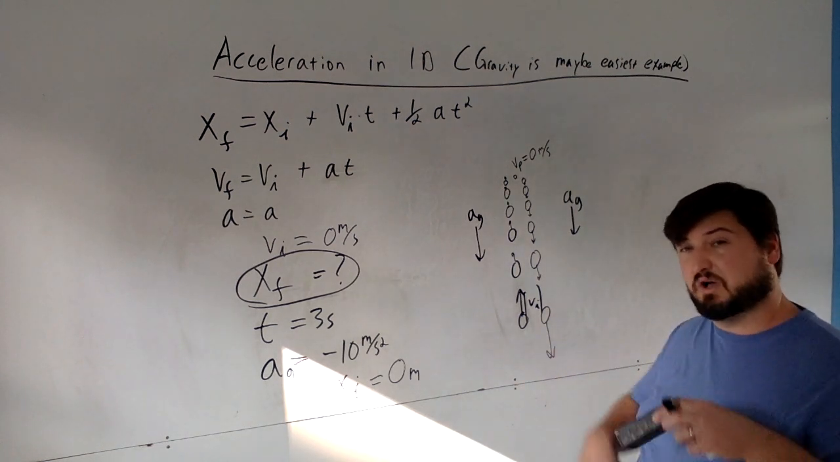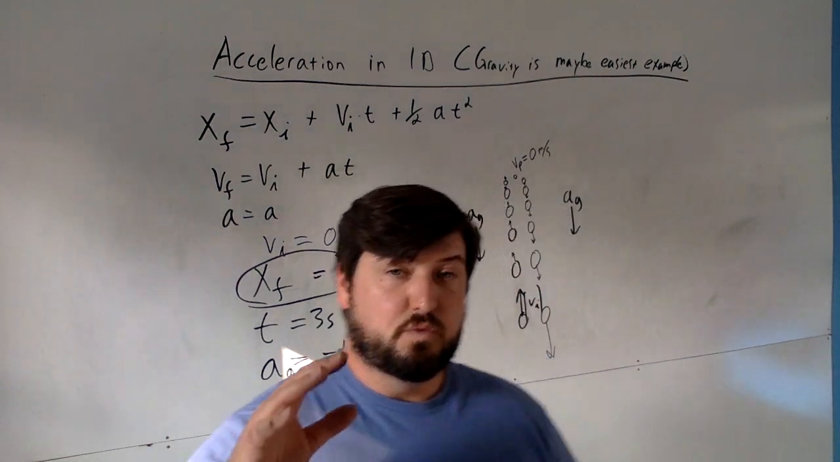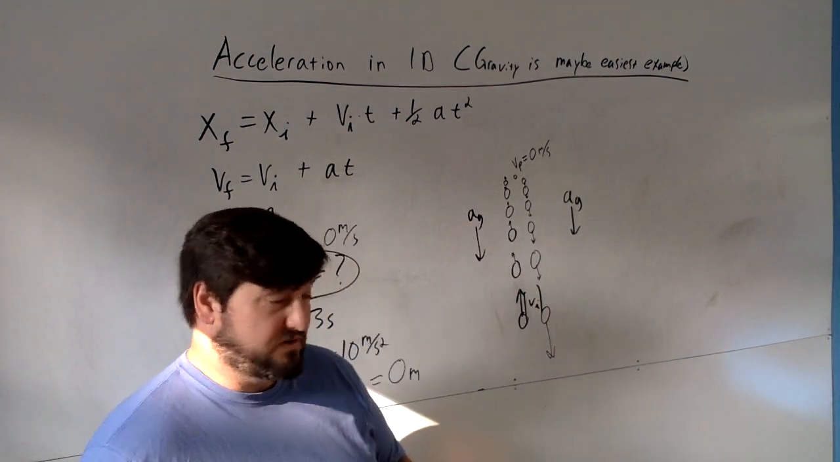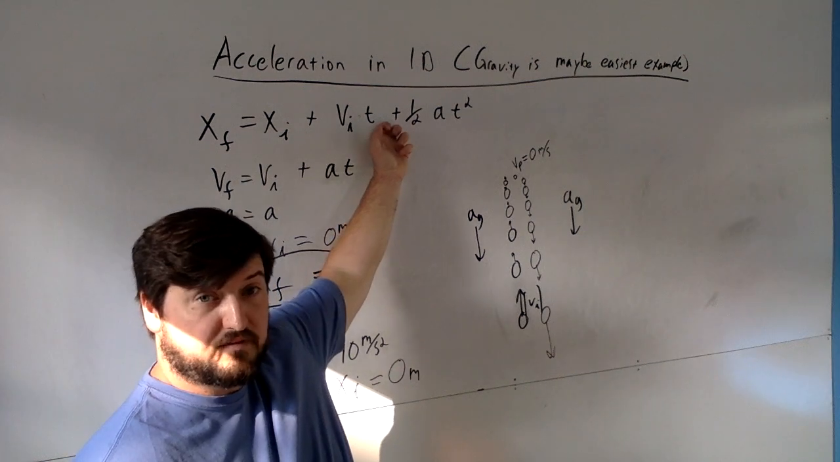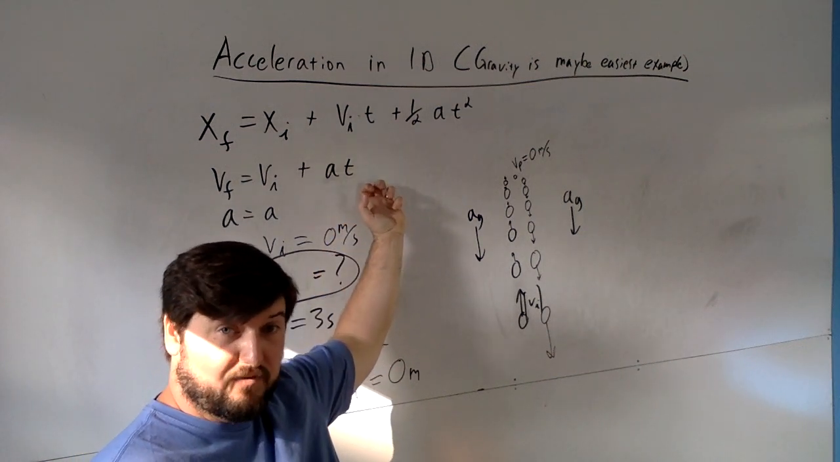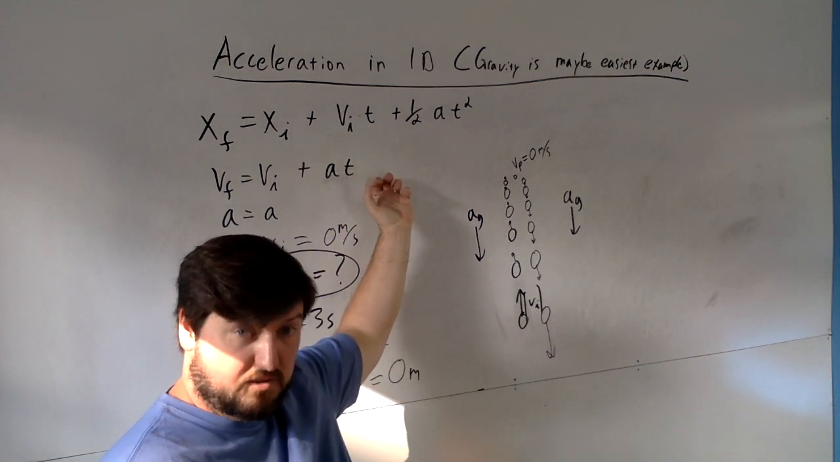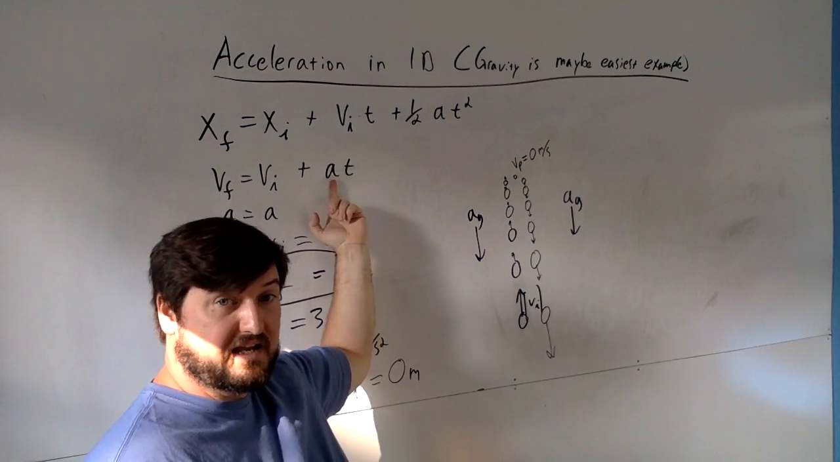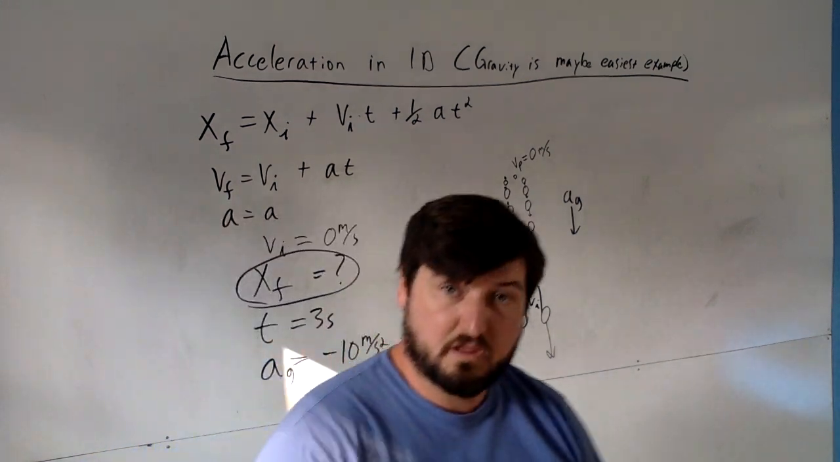I hope that helps you to see this. If you want to find out where the position of this thing is at certain times, again, write out your equation. If you want to know how fast it is after it's been falling for a while, use this equation. And for gravity, you're going to get negative 10 in there. Okay? That's all I got.